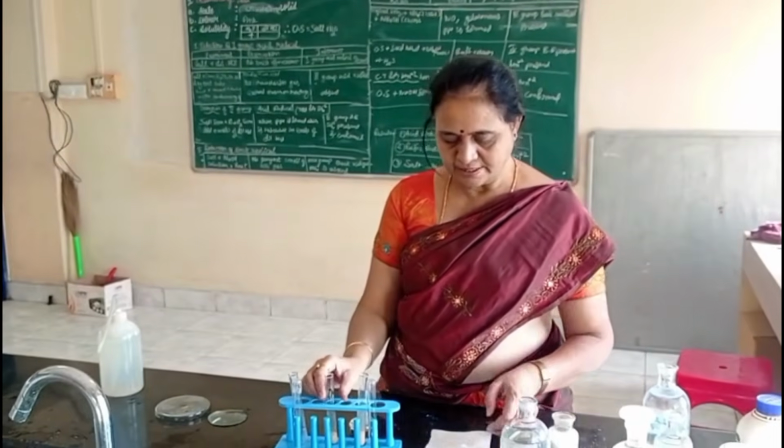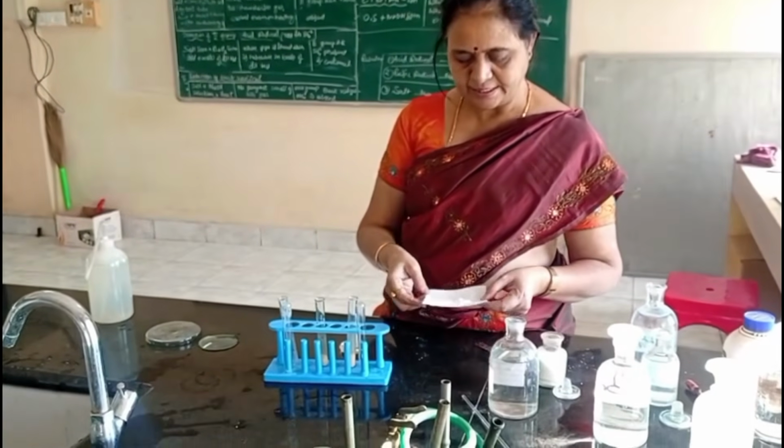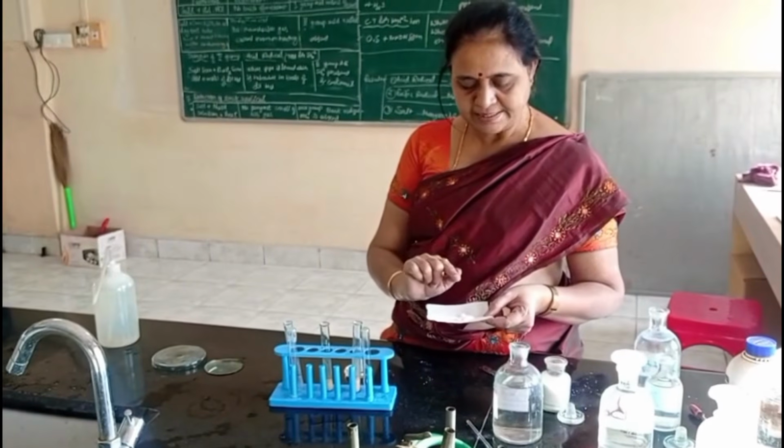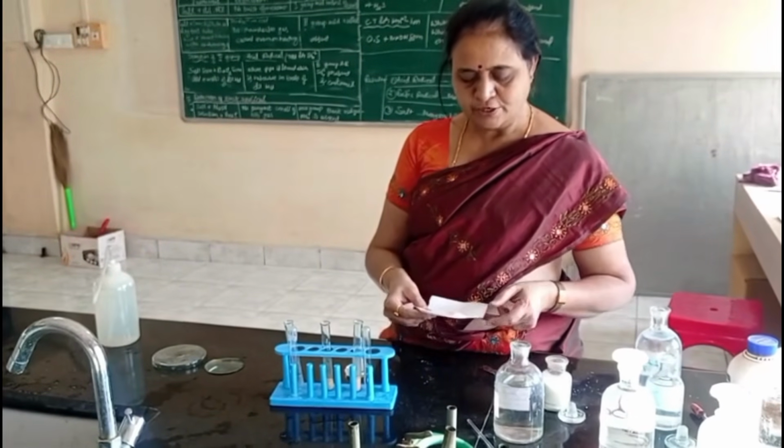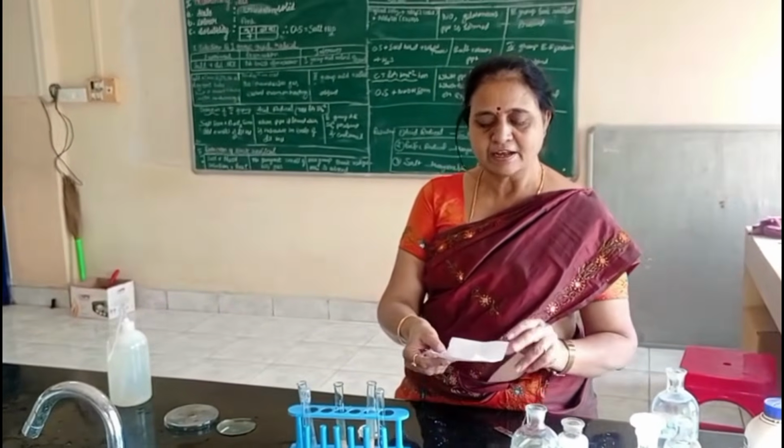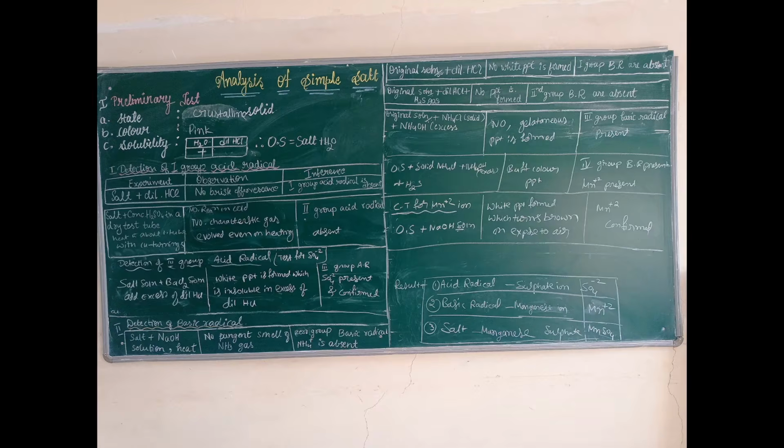So our salt contains acid radical sulfate, basic radical Mn2+. So if you get light pink or flesh color salt, the salt is MnSO4. See, acid radical sulfate, basic radical Mn2+. So our salt is manganese sulphate. If you get light pink color salt, that is MnSO4, manganese sulphate.